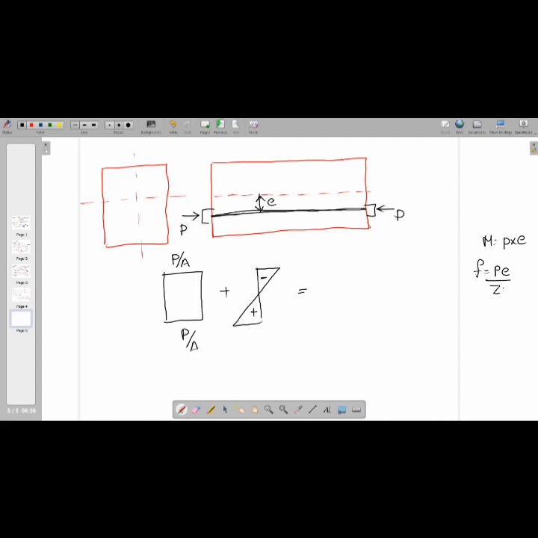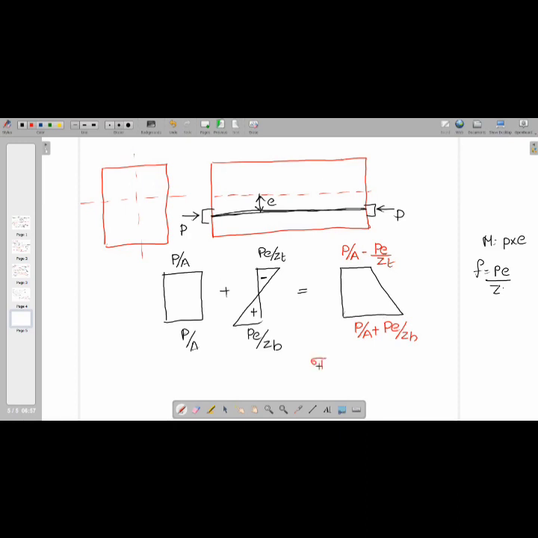and positive. So if they ask you students, how is the stress distribution? Here it will be PE by ZT, that is section modulus at top, and PE by ZB, section modulus at bottom. So the stress at top is P by A minus PE by ZT, and the stress at bottom is P by A plus PE upon ZB.